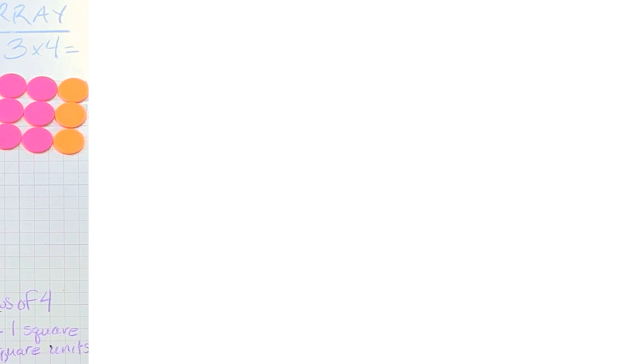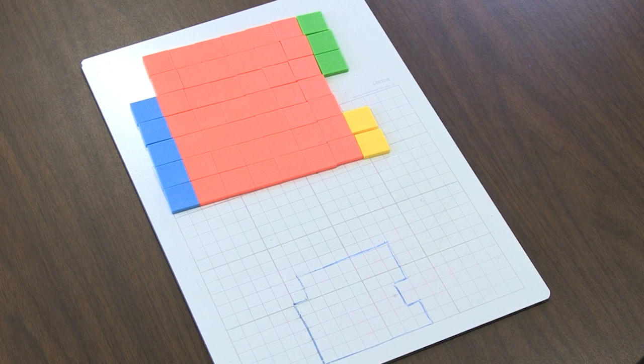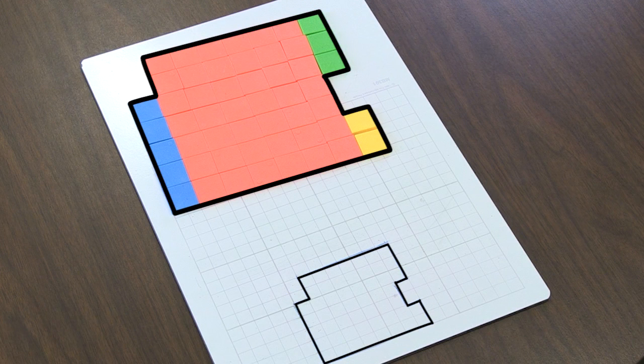In this lesson, students will evaluate the area of irregular shapes that can be broken apart into rectangular areas to make the calculation of the total area easier.